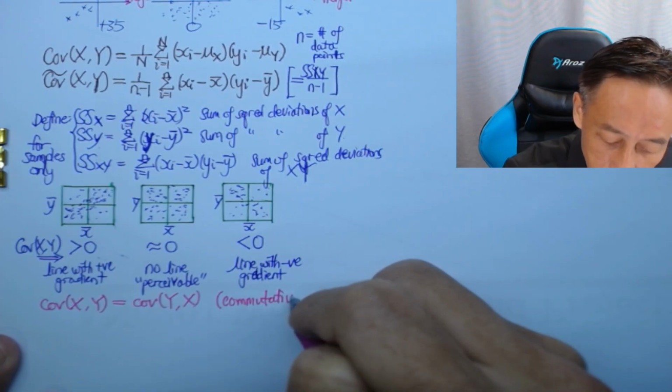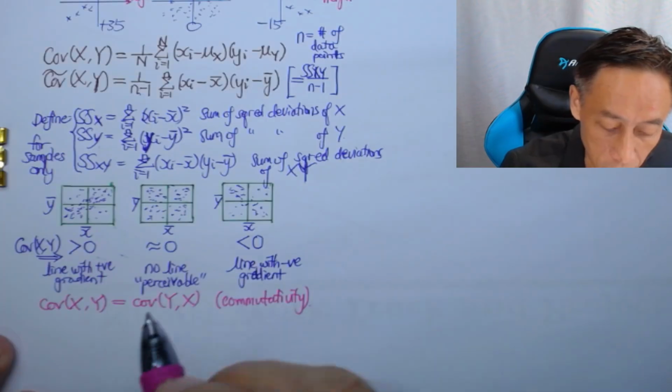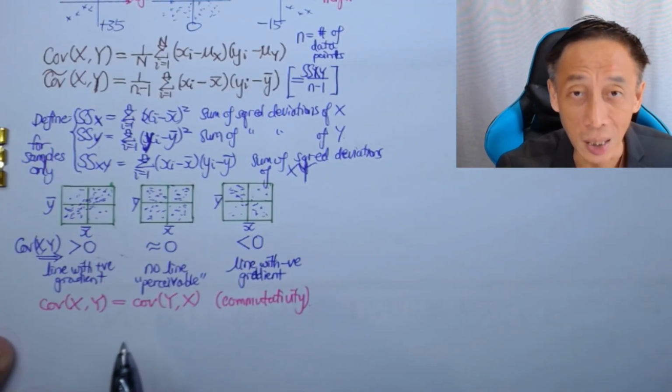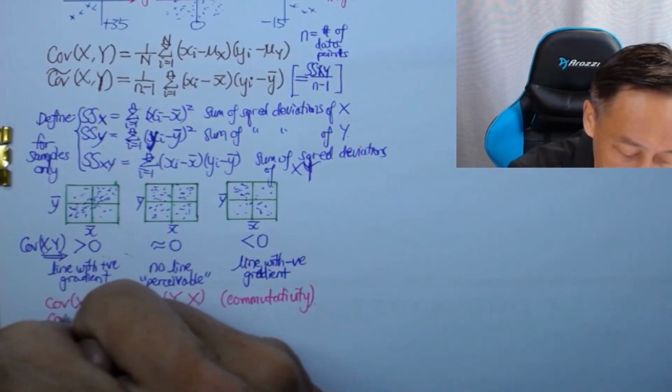Commutativity. Right? So they commute. Commute means they can swap places, just like 3 times 4 is 4 times 3. Next, I have to mention this.